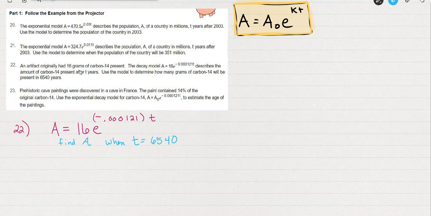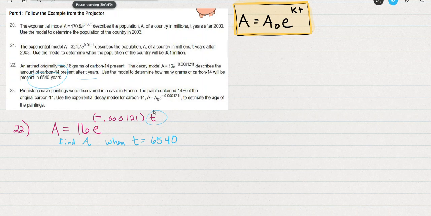When I move on to number 22, I see another problem using the same model. An artifact originally had 16 grams of carbon-14 present. In the model, A equals 16e to the negative 0.000121 times t describes the amount of carbon-14 present after t years. So we can use this model to predict how many grams of carbon-14 should be present in 6,540 years. In other words, we want to find the amount of carbon-14 when t equals 6,540.